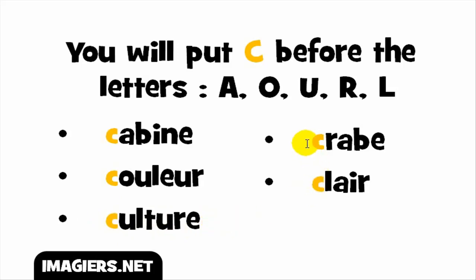Now, if we combine it with R, C plus R gives you cr. So now you will get the sound cra, crabe. And the last example, C L will give you cl, clair. So let's see all the words one more time. The first one, cabine, couleur, culture, crabe, clair.